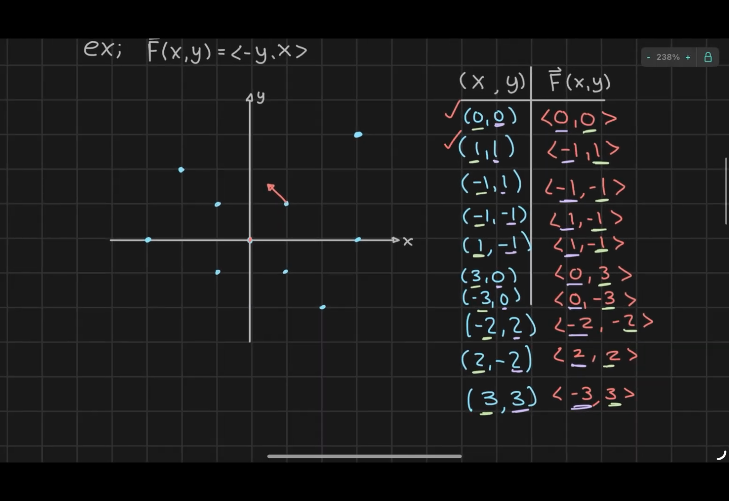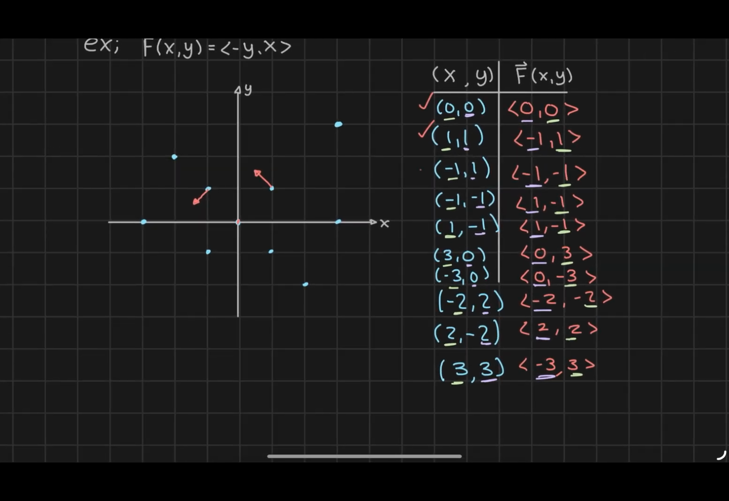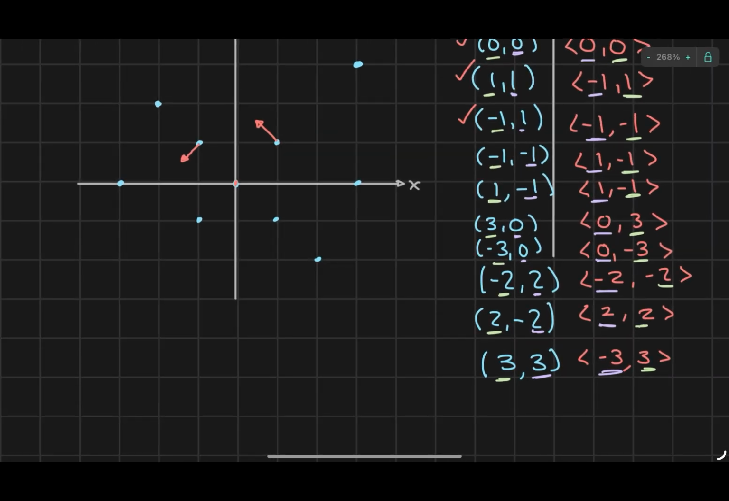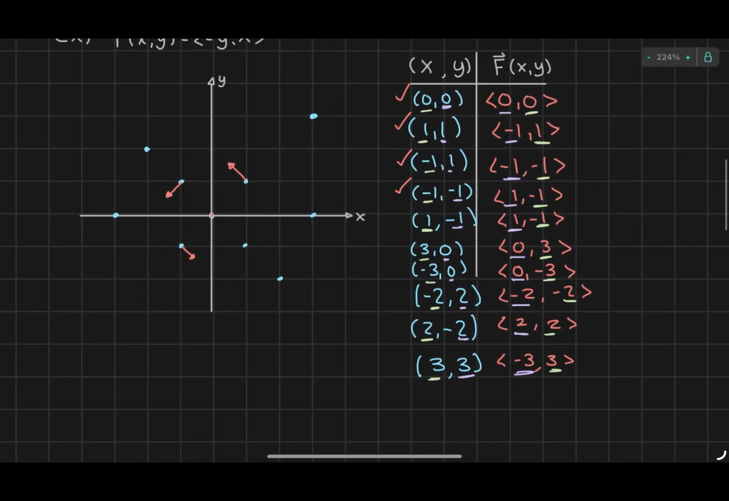So that one's completed. Negative 1, 1 now. It's going to be pointing in the negative x direction, and now in the negative y direction, meaning it's going to be looking like this. Negative 1, negative 1. It's going to be pointing in the positive y direction, in the negative, or no, sorry, positive x direction, in the negative y. 1, negative 1, that looks like it's going to be pointing in the positive x and the negative y. Did I do that one right? That's 1. Oh, that's 1, 1, sorry.